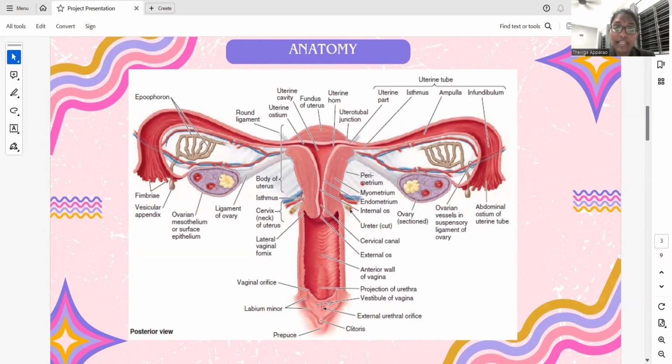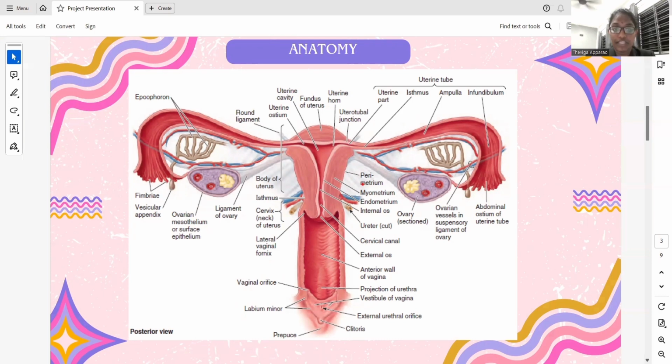Cardinal ligament contains the uterine artery and vein to provide support to the uterus. The uterosacral ligament provides support to the uterus. Apart from that, blood supply of the uterus is derived from the uterine arteries with collateral supply from the ovarian arteries. Uterine veins form uterine venous plexus on each side of the cervix.